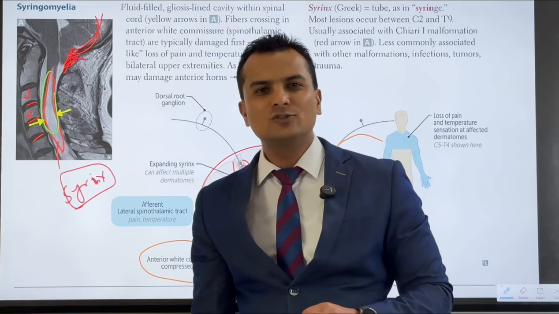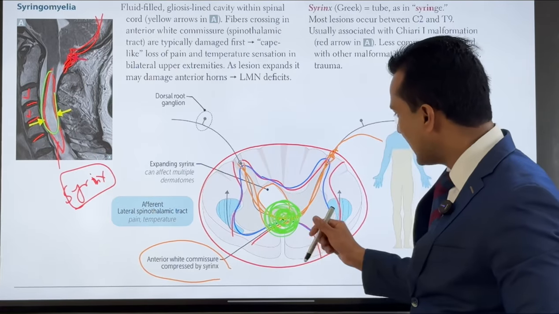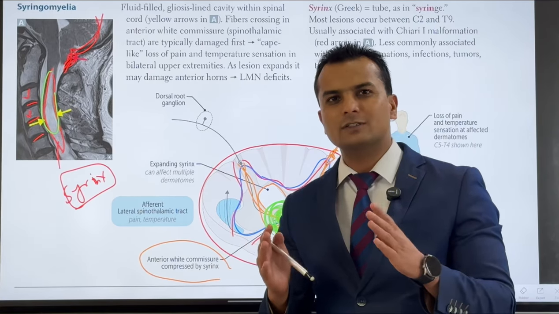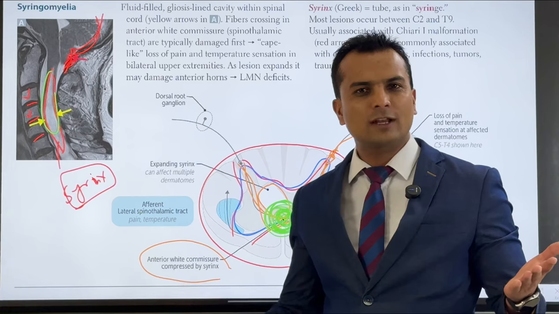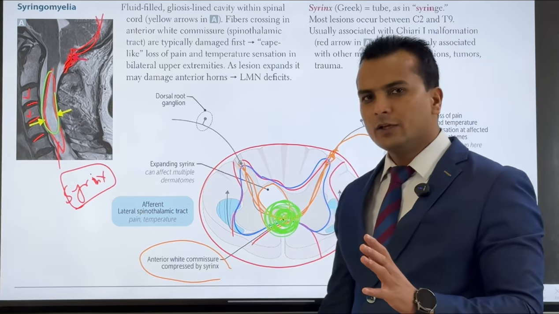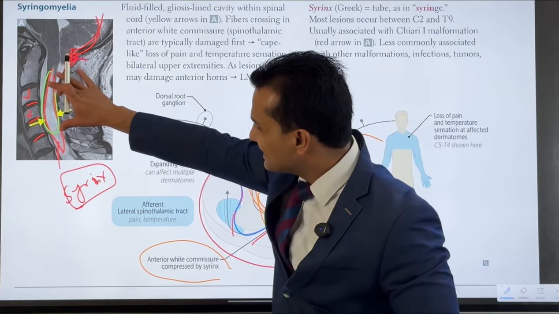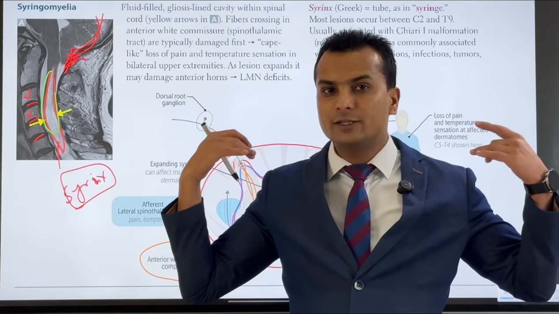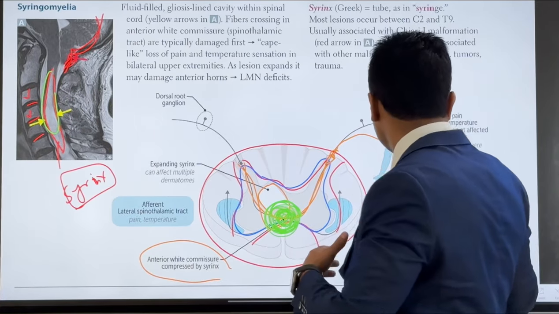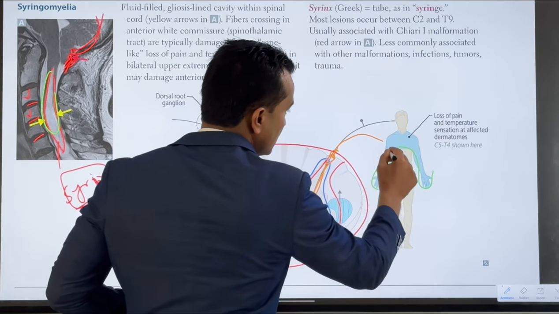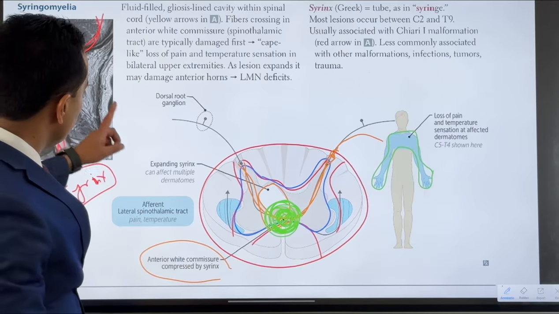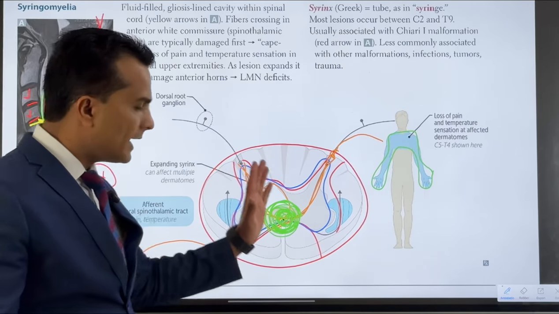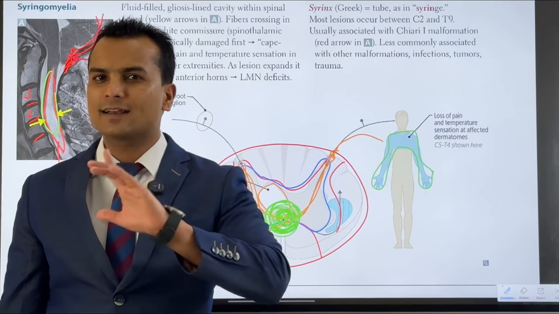So the syrinx, the cavity, is going to block the anterior white commissure in the spinal cord. This is an important crossing point, the trafficking area for the second order neuron of the spinothalamic tract, which carries pain and temperature sensation. This cavity usually grows in the cervical part of the spinal cord, which gives important nerves that take pain and temperature sensations from your upper body. So if the cavity is growing in this upper part and blocking the anterior white commissure, it is going to block pain and temperature sensation bilaterally, not unilaterally.